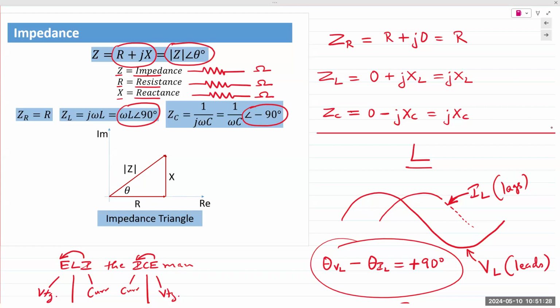All right. Any other questions? Okay. All right, so let's look at the math.